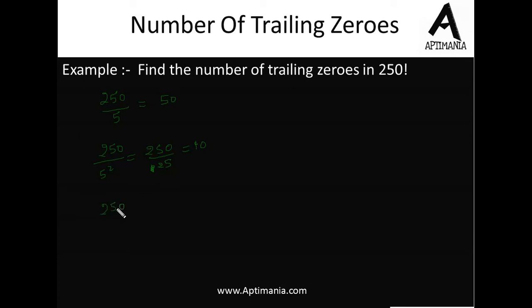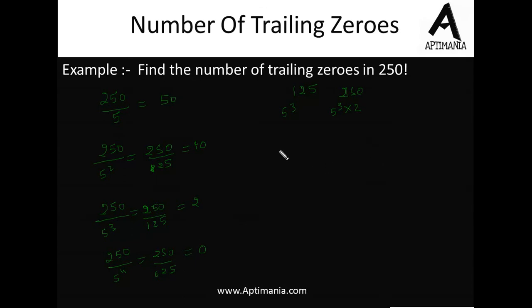And we will divide this 250 by 5 cube, that is 125. So there are 2 such numbers having 3 5s in them, and the numbers are 125 itself, that is 5 cube, and 250, that is 5 cube into 2. So these are the 2 numbers having 3 5s in them. Now 250 divided by 5 raised to power 4, that is 625. Since the numerator is less than the denominator, the quotient over here would be 0, so we don't have any number which contains more than 3 5s in this 250 factorial.